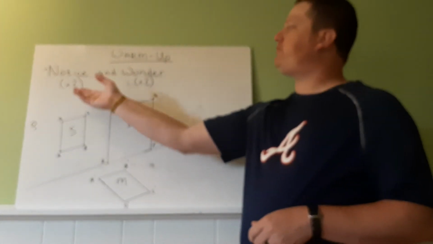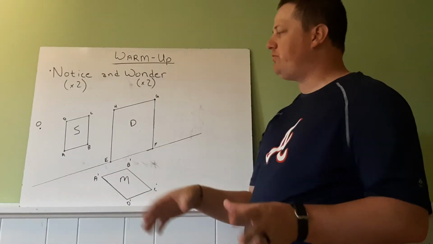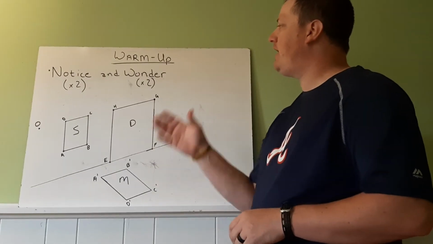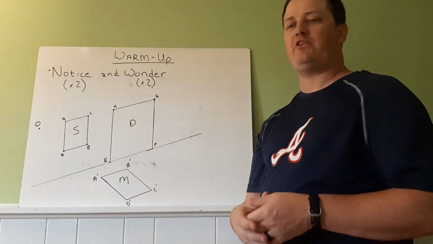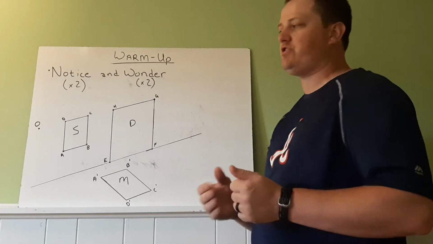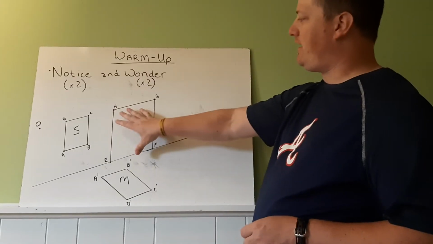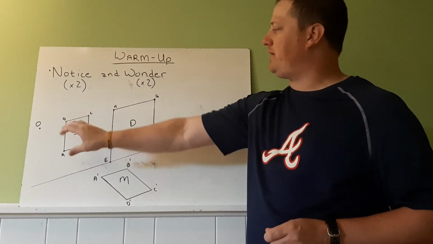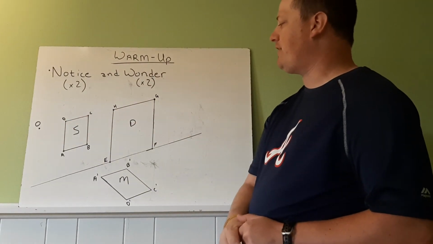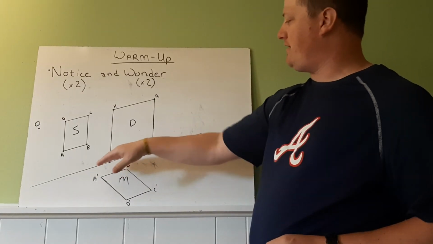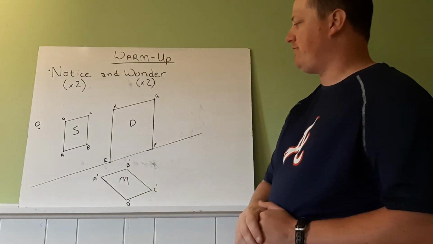But we want to have 2 notices and 2 wonders. So 2 things that when you look at this, they strike you and you notice, and 2 things that you are questioning, that you want a little bit more information to give you a better sense of what's going on. So we have a figure here, which can possibly create another figure, and we can have a line of reflection and another figure down there.